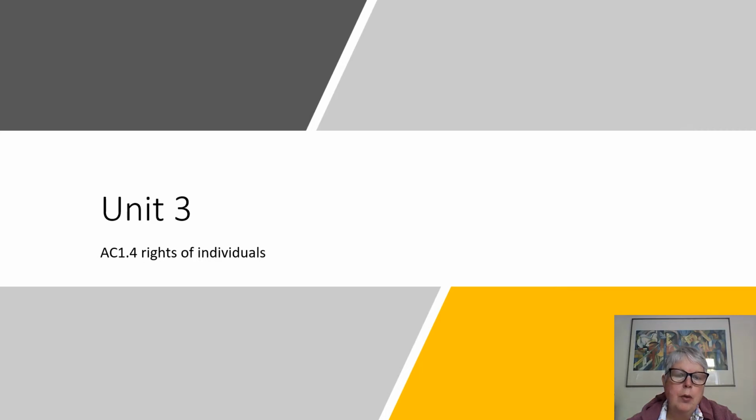This little video is just going to help you write up AC 1.4 for Unit 3. This is a really straightforward write-up and it's worth 6 marks, so in the controlled assignment you really won't want to spend more than about 25 minutes on it, because if you overwrite it then you won't leave yourself enough time for the other sections.